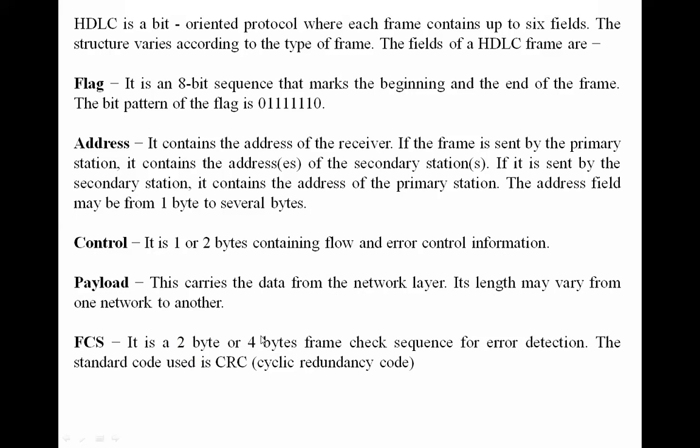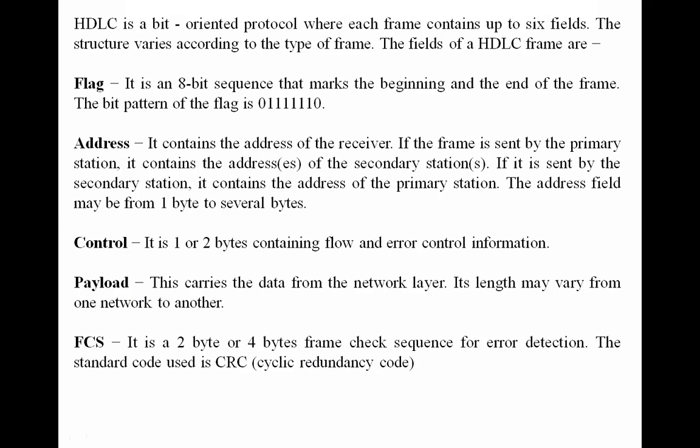Whether it is variable or fixed depends on the payload, that is, how much data we have to carry. Do we want to carry fixed data or variable data? That has to be decided by this payload. The FCS is checked by cyclic redundancy check. If there is an error, you have to detect it and correct it. If there is no error, immediately we can send it to the receiver side.